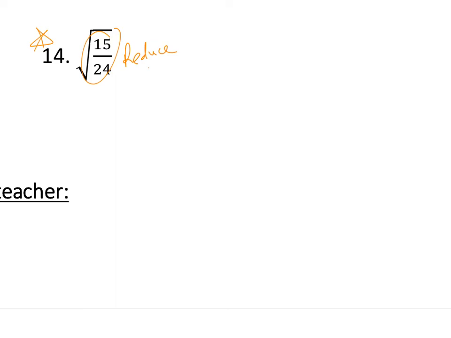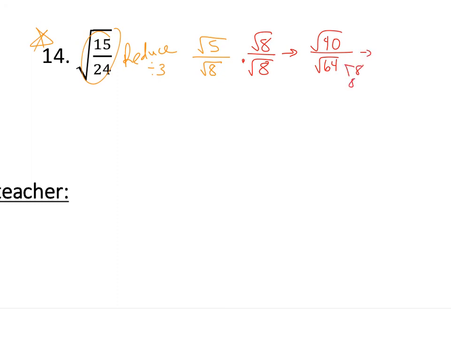All right, so if you reduce it, you can divide both of those by 3. So you get the square root of 5 over the square root of 8. Now you need to multiply it by the square root of 8 because that's the part we need to get rid of. So not the 5, but the 8 is the part you have to get rid of. So we end up with a negative square root of 40 on top, divided by the square root of 64, which is a perfect square. So you have a pair of 8s. So I end up with just a regular 8 on the bottom.